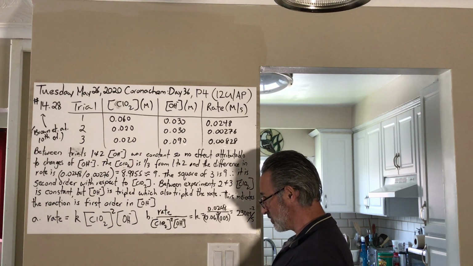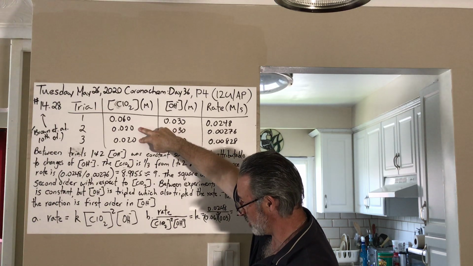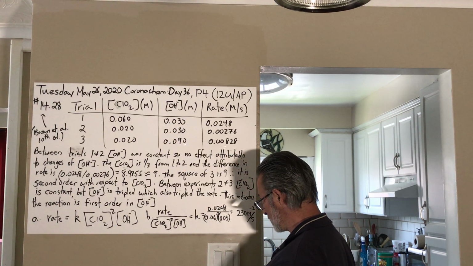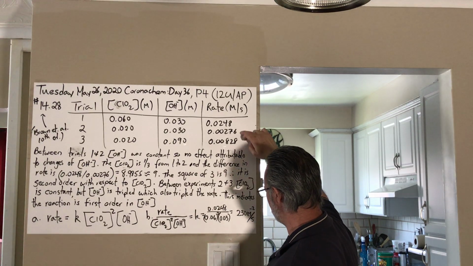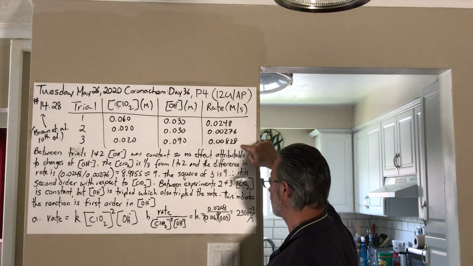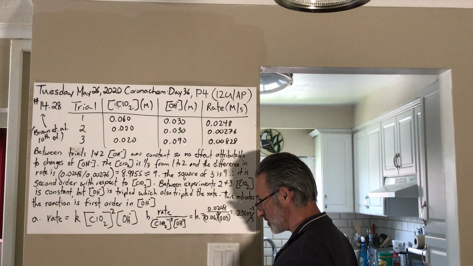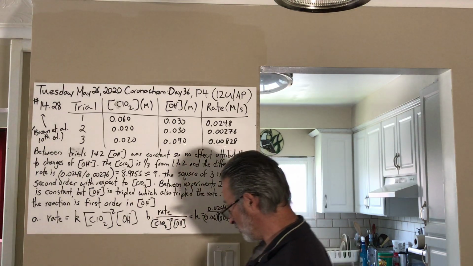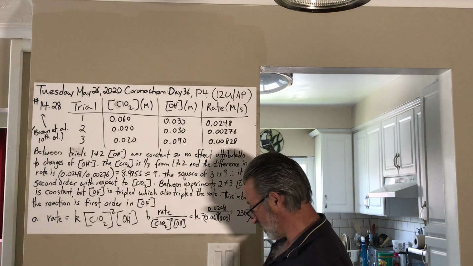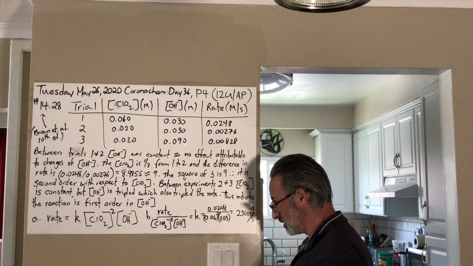Between experiments 2 and 3, the chlorine dioxide concentration is constant, always at 0.02. But the hydroxide concentration is tripled, which also triples the rate. You see the rate goes from 0.00276 to 0.00828. This indicates the reaction is first order. Tripling the concentration triples the rate. That means it's first order with respect to that particular reagent. So the rate law is k, the rate constant, times the chlorine dioxide concentration squared, times the hydroxide ion concentration.